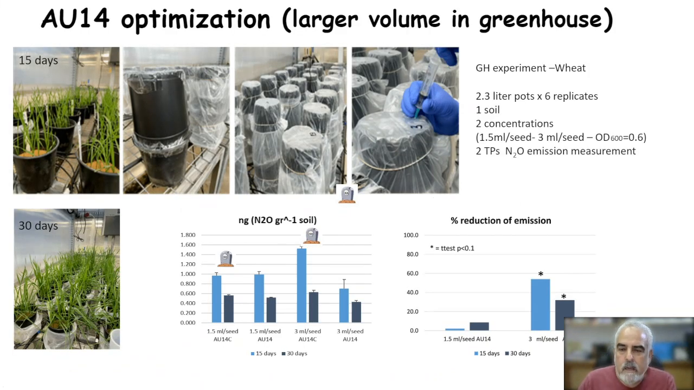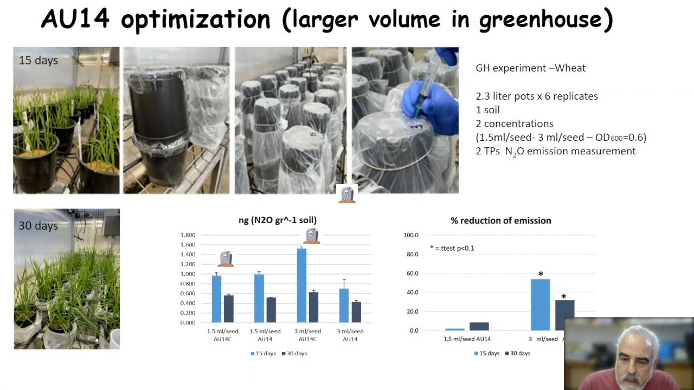So let's continue. This was done in very small pots until now, and then we wanted to see how they behave in much bigger pots. We didn't have a large enough glass jar, so we have to improvise. So we grew the plants after amended with bacteria for 15 days, in the upper green figure in the upper left side, and for 30 days.